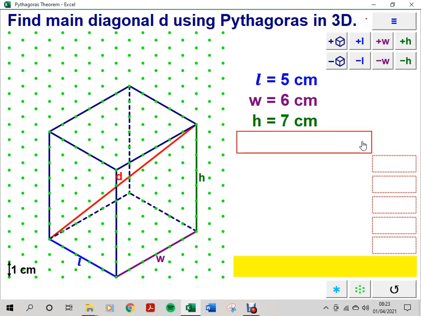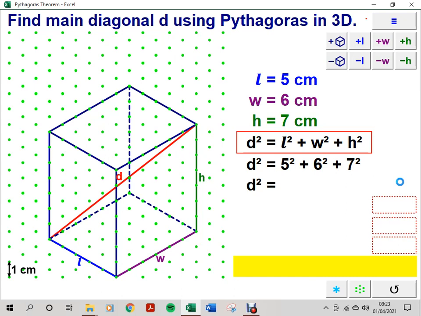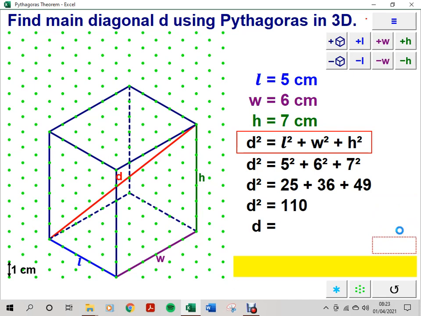Pythagoras in 3D is very similar to Pythagoras in 2D. Sub in the known values of 5, 6, and 7. Evaluate the square of each dimension. Then add all three values. Finally, find the square root of both sides.